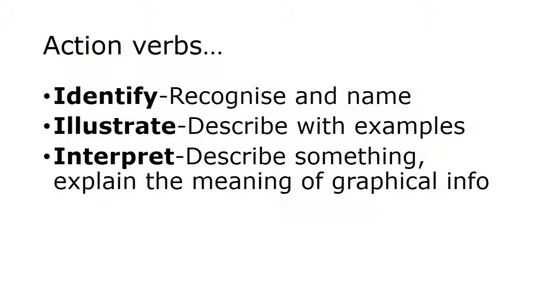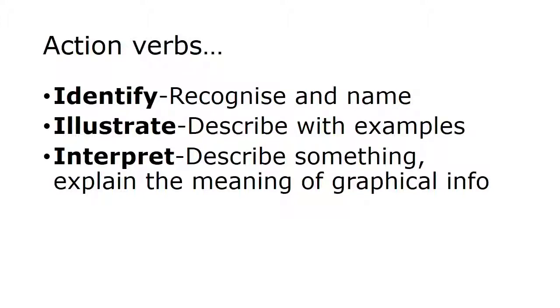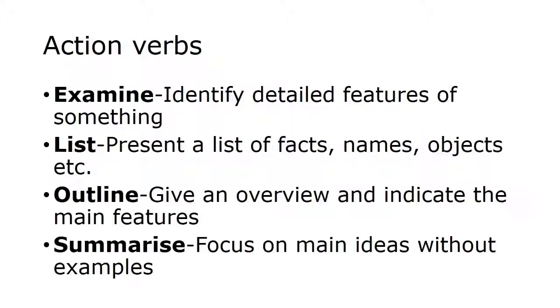And then we move on to other action verbs. Identify. If you are identifying, you recognize a name. You don't have to mention a lot, you don't have to explain, but you go to the point, because you are recognizing and naming particular aspects. Illustrate. Here you have to describe with examples. Describe with examples. Very, very important. And interpret. When you are interpreting, you describe something and explain the meaning of graphical information. Explain the meaning of graphical information.